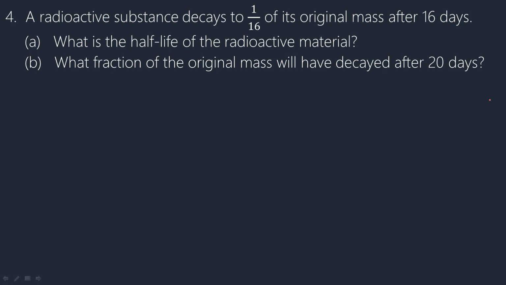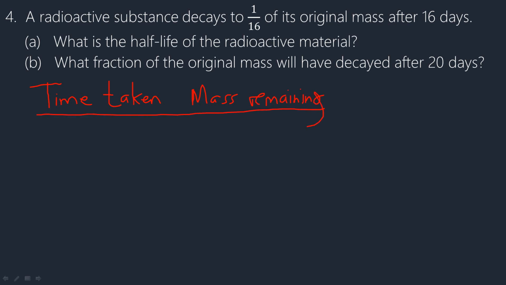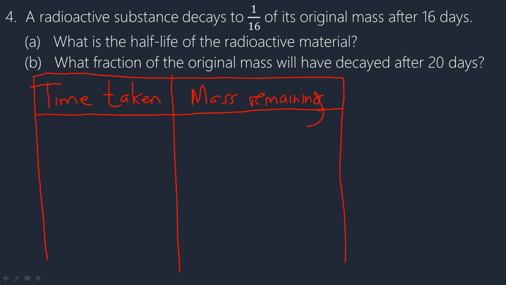Now, a radioactive substance, they said it decays to 1/16 of its original mass after 16 days. So we are going to draw our table. Remember, with our table, we write here the time taken, and then on this other side we write the mass remaining. The time taken, initially we start from 0, and the mass remaining, let us use the original mass as m0. Because they have not given it to us, just use m0.